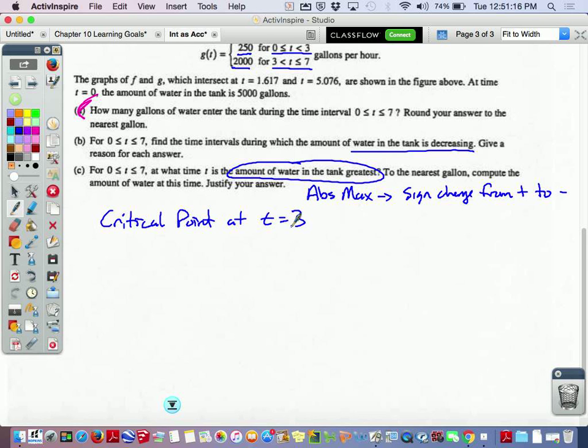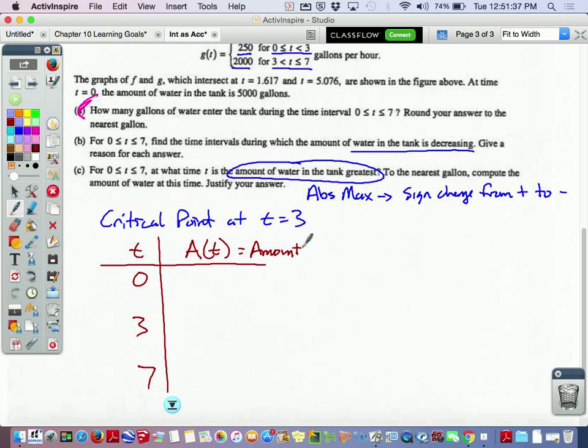Now our other 2 possibilities for where this maximum can happen are at the endpoints of 0 and 7. So I'm going to create a table, and I'm going to call it t and A of t. So I've got 0, 3, and 7. A of t just stands for the total amount of water. Now, at time 0, we were told that we started with 5,000 gallons. So I'm going to put in 5,000 there. That's the easy one to figure out.